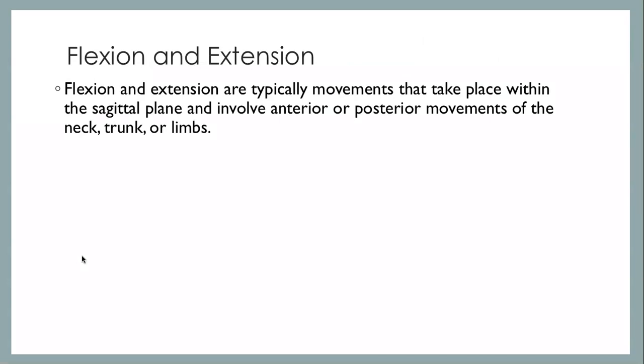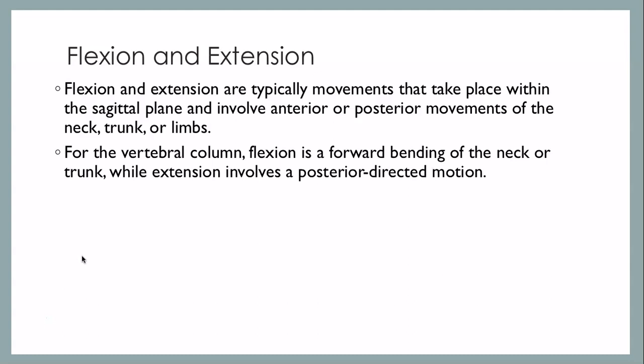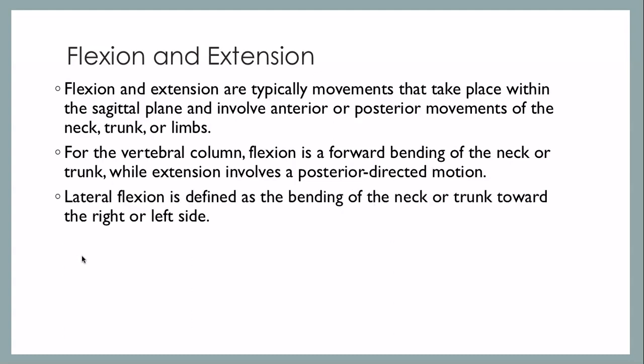Flexion and extension are typically movements that take place within the sagittal plane, and they involve anterior or posterior movements of the neck, the trunk, or the limbs. When you think about the vertebral column, flexion is a forward bending of your neck or the trunk, and extension involves a posterior directed motion or just coming back from a bent over position. That would be flexion. Lateral flexion is defined as the bending of the neck or trunk toward the right or the left side, okay?